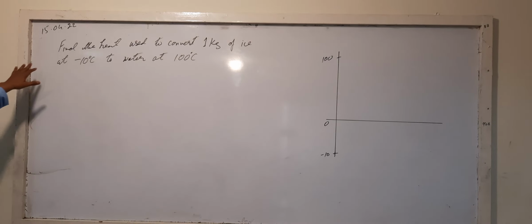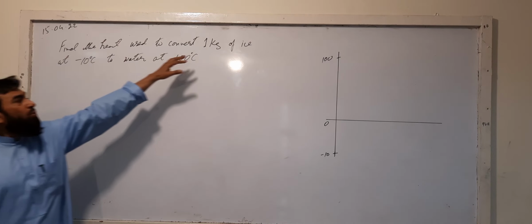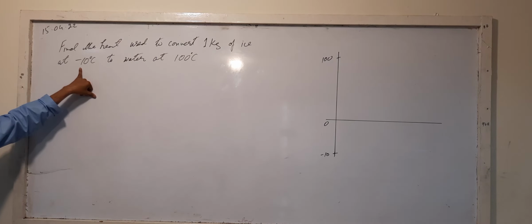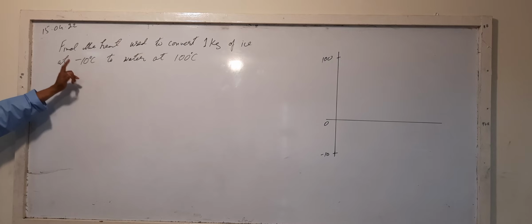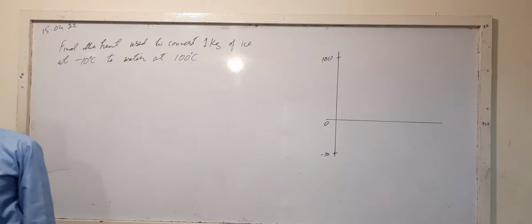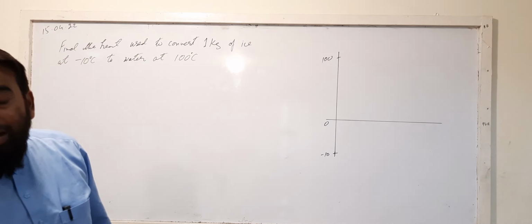Here in this question, find the heat used to convert 1 kg of ice at minus 10 degrees Celsius. The initial temperature of the ice is minus 10 degrees Celsius. We are going to convert this ice to water at 100 degrees Celsius. Now we have to see how many stages are involved here.